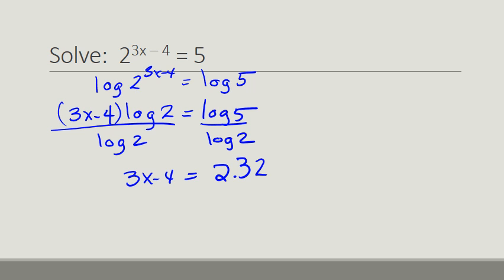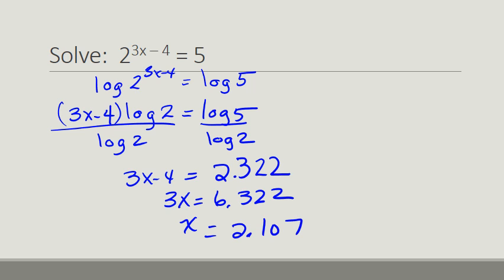And I'm going to get 3x minus 4 equals log 5 divided by log 2, which is approximately 2.322. And then I'm going to solve like I would a normal equation. I'm going to add 4 to both sides. So I get 3x equals 6.322. And then I'm going to divide by 3 so that x equals approximately 2.107.